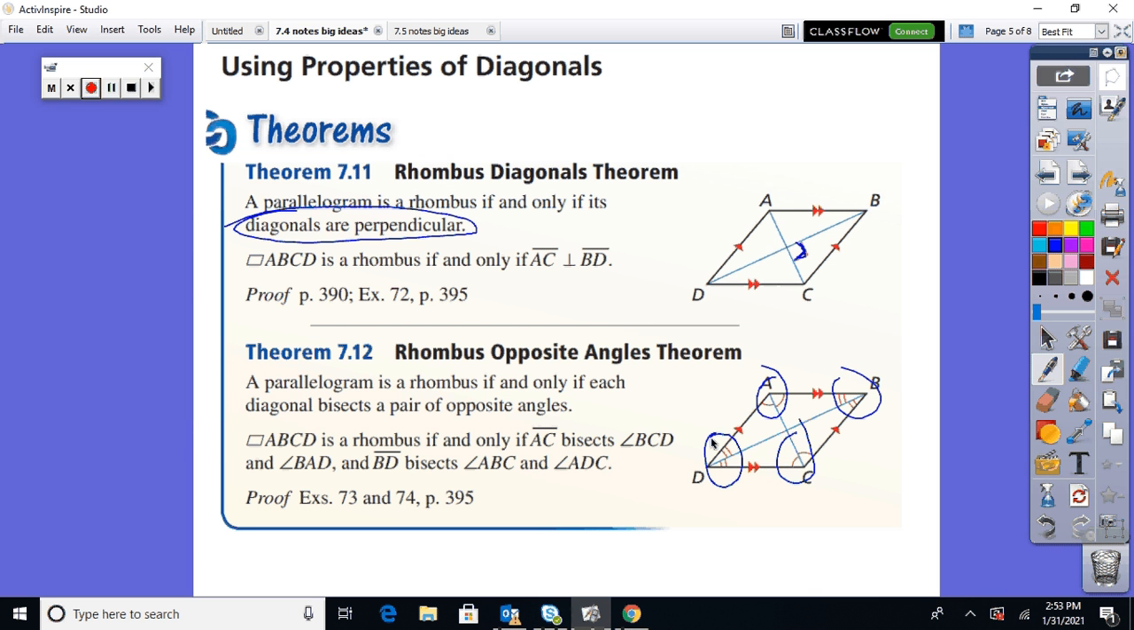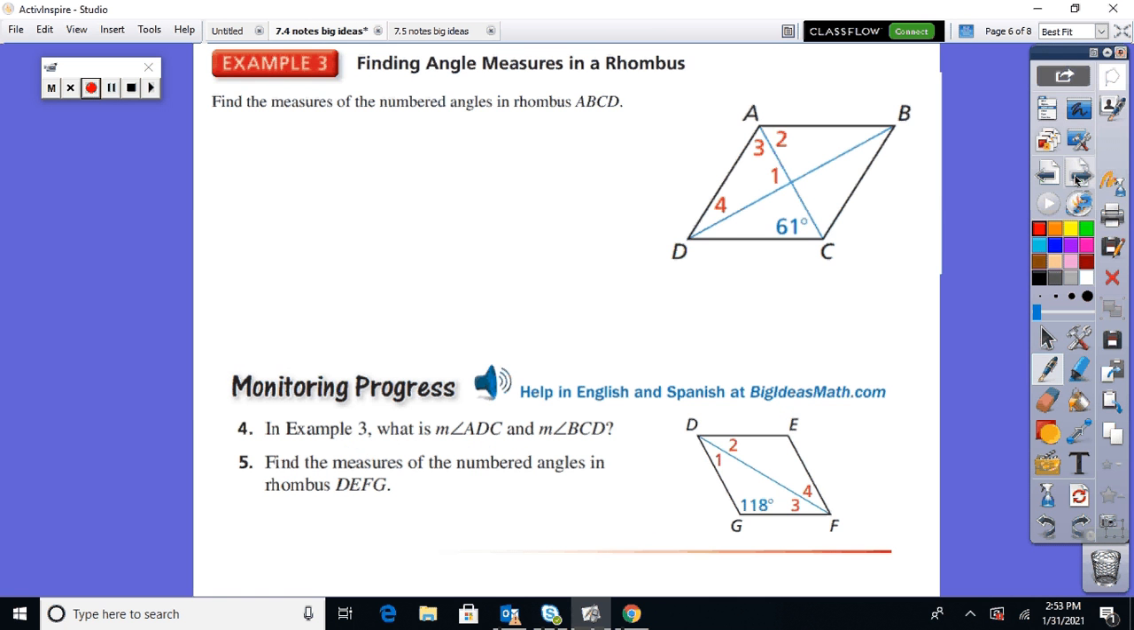So essentially, in a rhombus, you've got 90 degrees for the central angles where the diagonals intersect. And then you've got 4 angles that are all the same at those 2 vertices and 4 angles that are all the same at those 2 vertices. So let's see what it looks like with an example. It'll be a little easier to illustrate here.